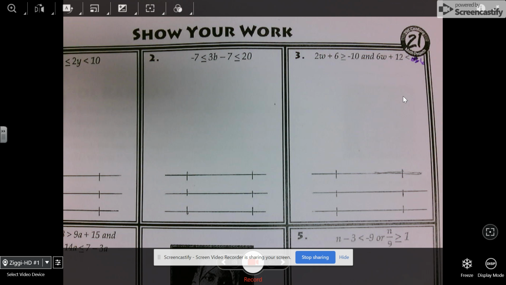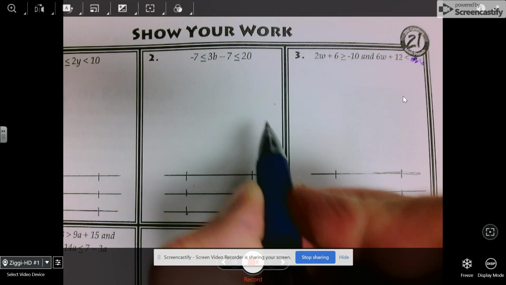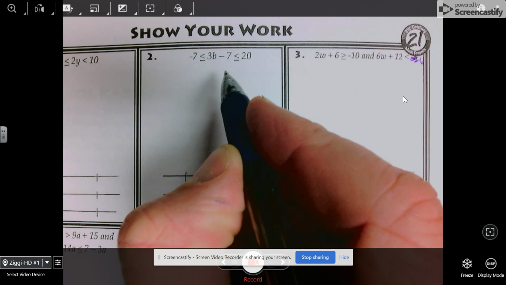I'm going to go ahead and work through some of these problems. If it gets a little shaky, sorry, they moved my table in here, so I'm kind of doing this in the air.